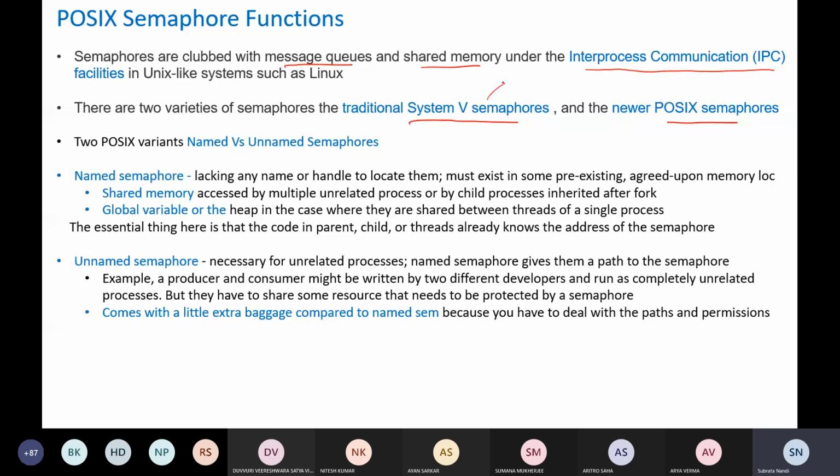POSIX has got its own set of functions, because we have already used System V for creating shared memory. We know what it means. But for semaphores, we'll use the POSIX interface, or the POSIX functions. And POSIX has got two variants, named and unnamed. So can you guess what the difference between named and unnamed will be?